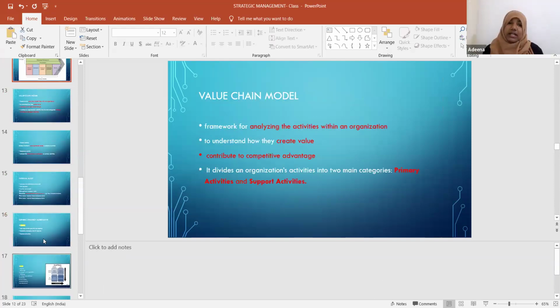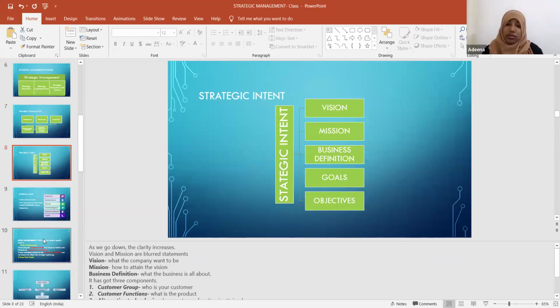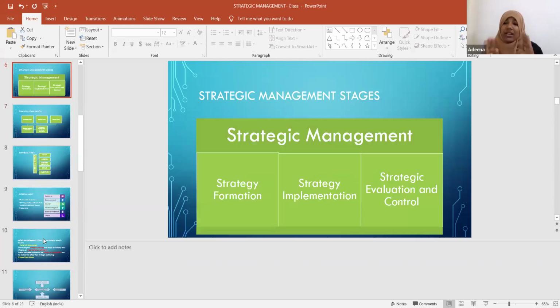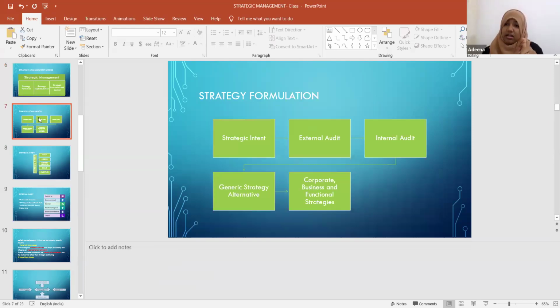When we go through the contents once again, we'll see from the strategy aspect, then we'll go through the stages aspect, then we will go through the full content once again. So strategic management can be divided into 3 stages: strategy formation, strategy implementation, and strategy evaluation and control. Strategy formation could be explained with 5 strategic substages: strategic intent, external audit, internal audit, strategic alternatives, and business, corporate, and functional strategy.